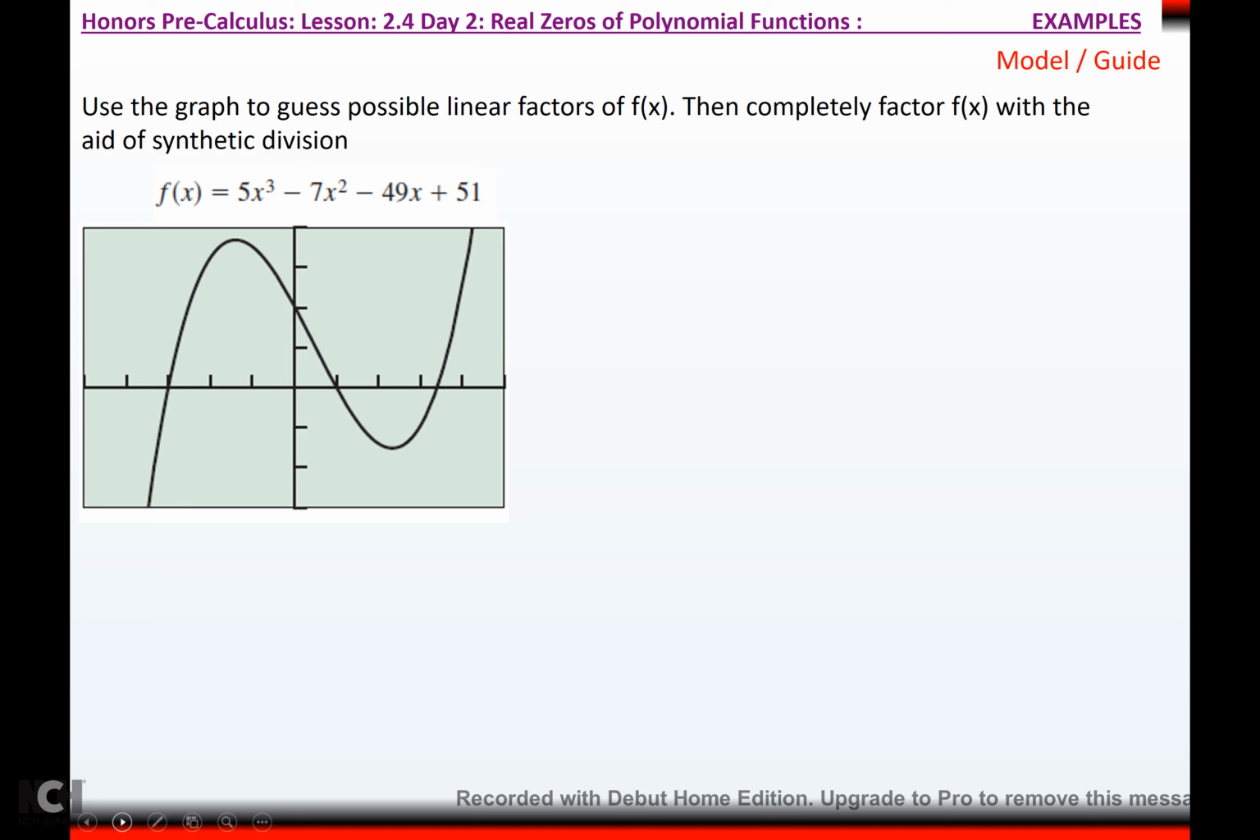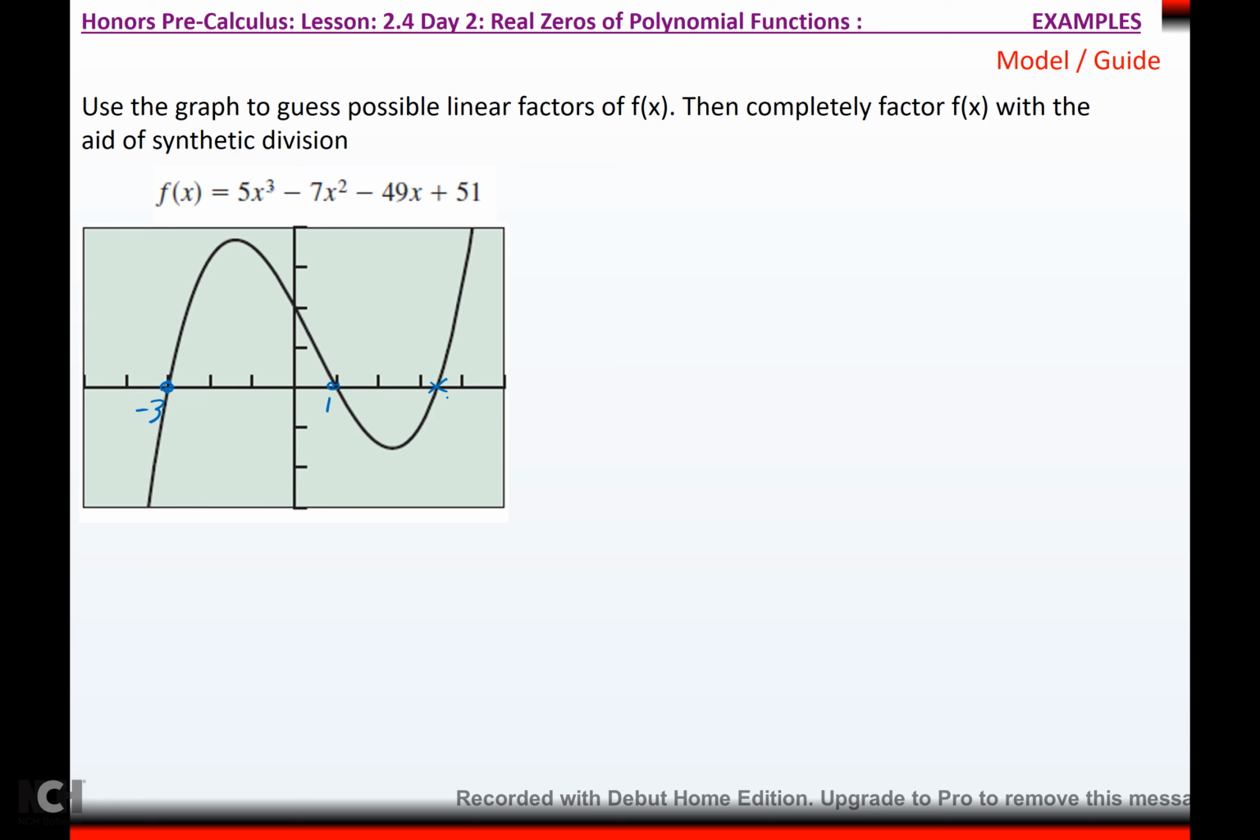Alright, it says next, use the graph to guess possible linear factors of f of x. Then completely factor f of x with the aid of synthetic division. So again, I got a little bit ahead of myself on the first one. If I look at this graph, if I just looked at the function, I'm expecting 3 or 1 intersection points. When I saw the graph, there's 3. Okay, I can see this one for sure, I know, is at -3. This one, I'm for sure, is at +1. This one, I'm not so sure of.